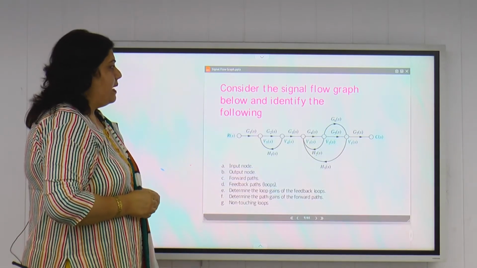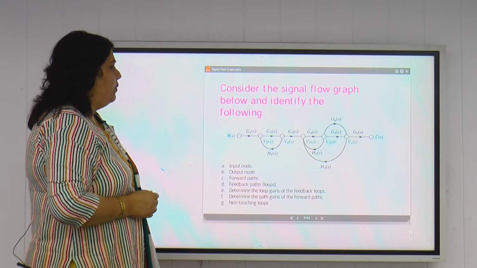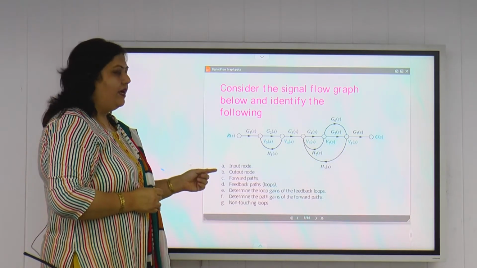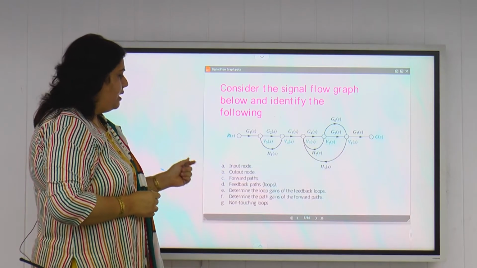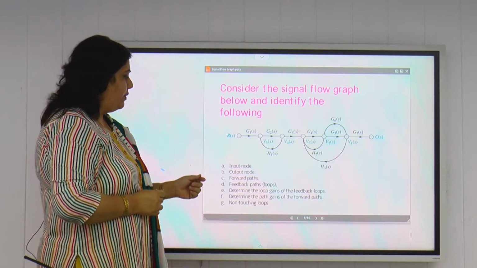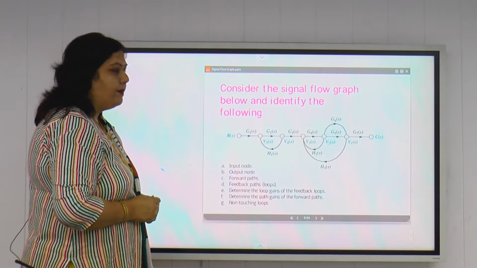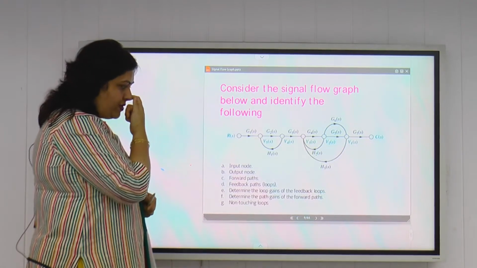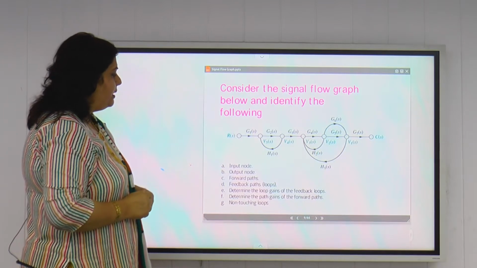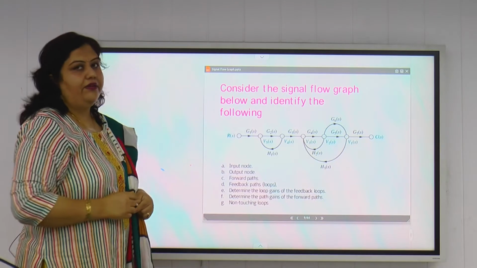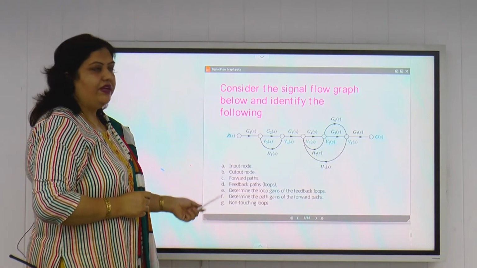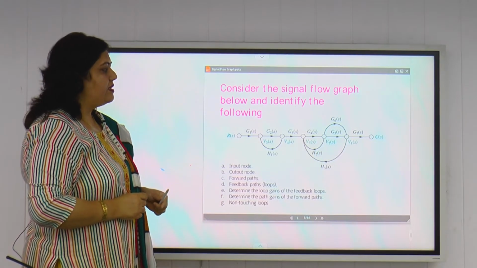Now we'll consider some examples. Consider this signal flow graph below and identify the following. We have to identify the input node, the output node, and the forward paths in this signal flow graph. We have to identify the feedback paths, or loops, in this signal flow graph. Then we have to determine the loop gains of the feedback loops. We have to determine the path gains of the forward paths, and then we have to determine the non-touching loops. So we have to identify all of these related to the signal flow graph.